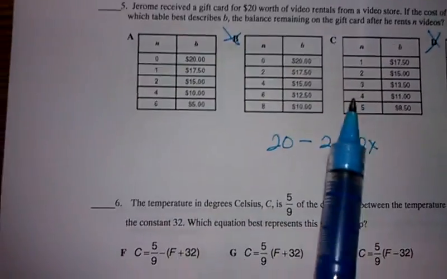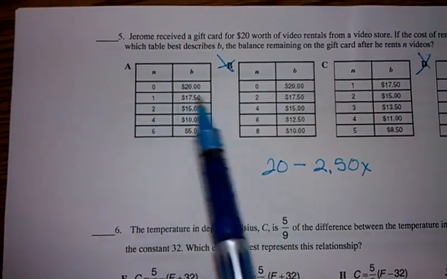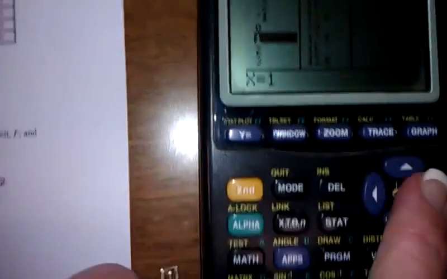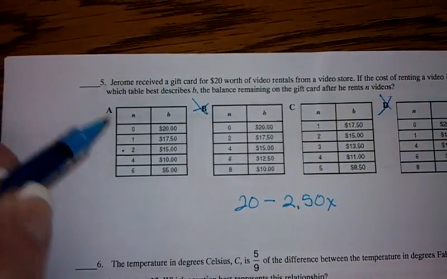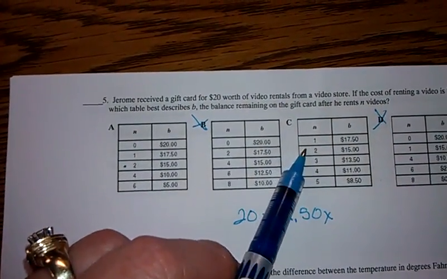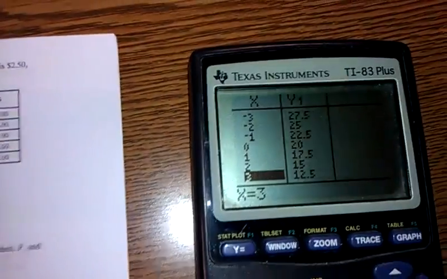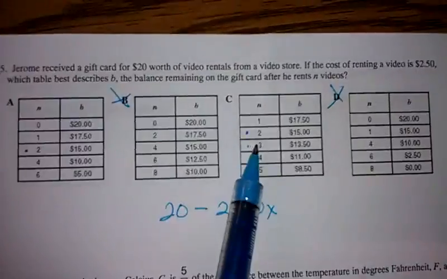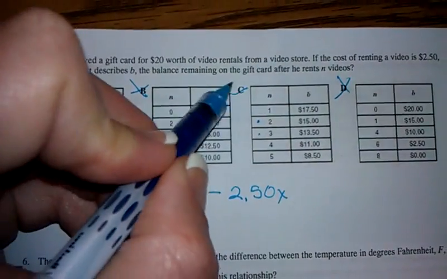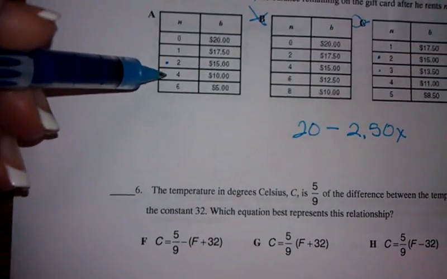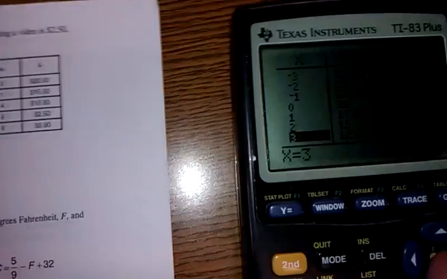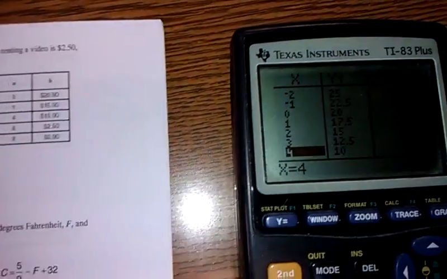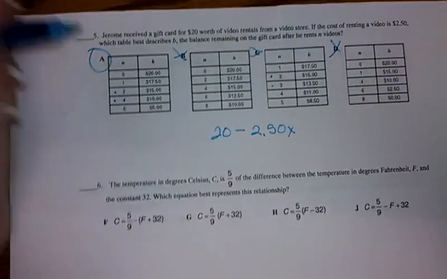Okay, well, let's look. I've got just these two tables now, and they both got a 2, so let's see what the 2 says. (2, 15). (2, 15). Let's see about 3. It's 12.50. 3 says 13.50. Now this one doesn't have a 3, but it does have a 4. (4, 10). Sure is. I don't have to go any farther. I've eliminated everything else, so the answer is A.